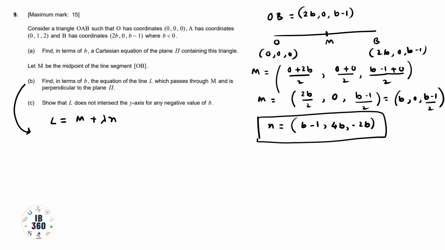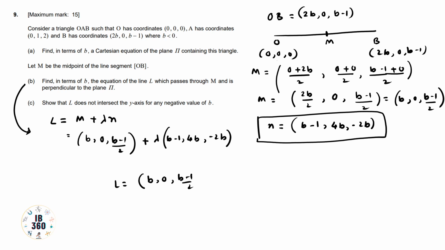So this will be the equation of the line, because the line is passing through M and is perpendicular to the plane. Perpendicular to the plane means it will be parallel to the normal. So the coordinates of M are b comma 0 comma b minus 1 divided by 2, plus lambda into the coordinates of n, which are b minus 1 comma 4b comma minus 2b. So this is the equation of the line.